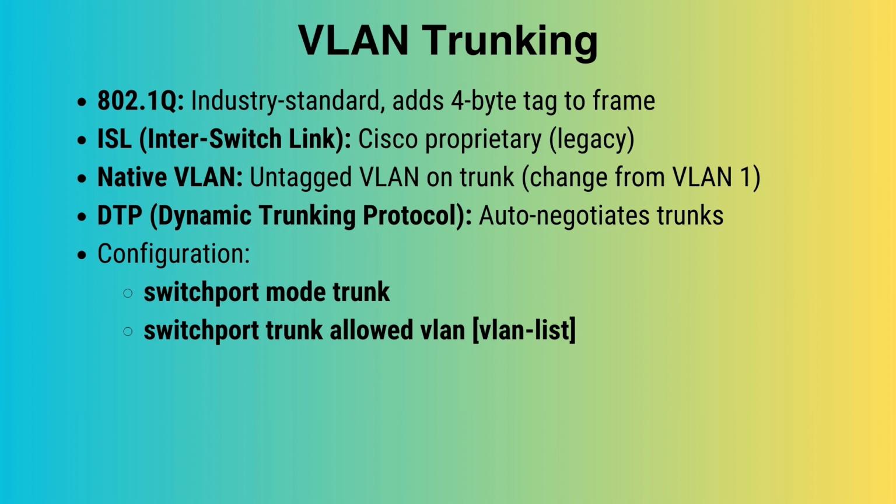The native VLAN is the untagged VLAN on a trunk link, defaulting to VLAN 1, but it's recommended to change this for security reasons. Dynamic Trunking Protocol (DTP) automates the negotiation of trunk links between switches.